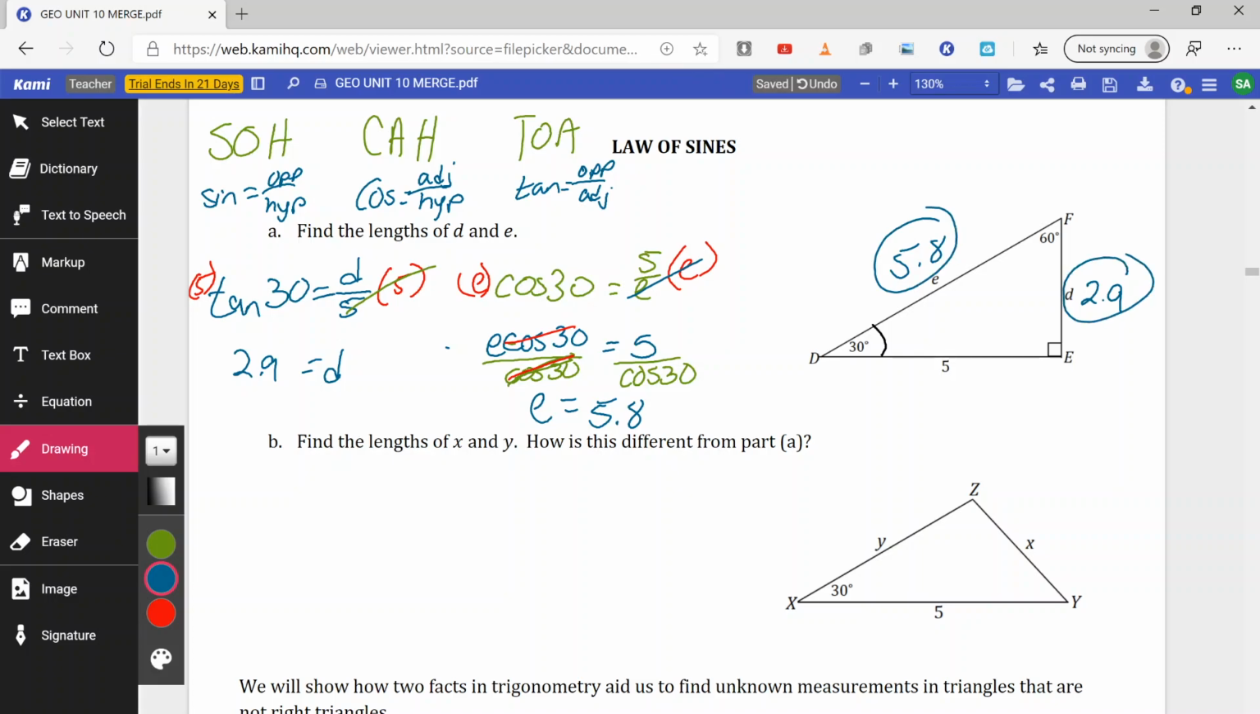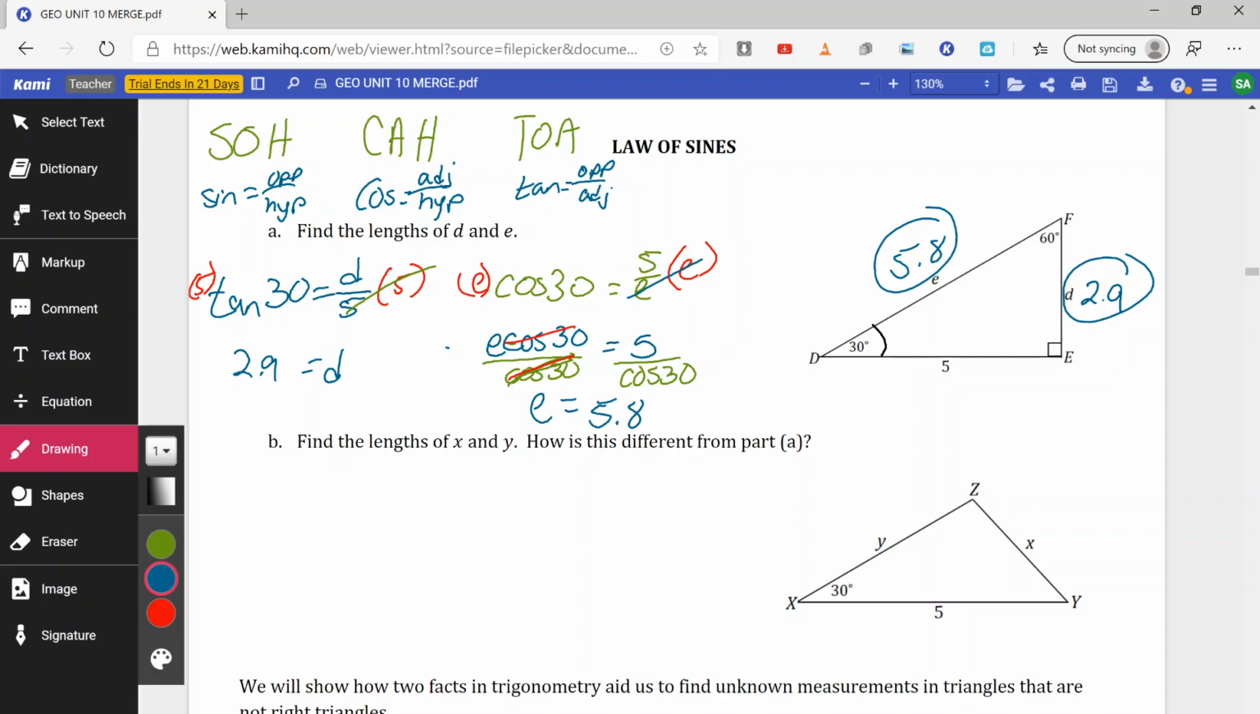Now in B, we are asked to find the lengths of X and Y. How is this different from part A? Well, if I take a look at the triangle from part A, notice we are given all three angles, 30, 60, 90 degrees, and we are told that it is a right triangle. We don't have that notation here, so we can't be really sure if we have a right angle. It's possible angle Z up there is 90 degrees, but we just don't know.